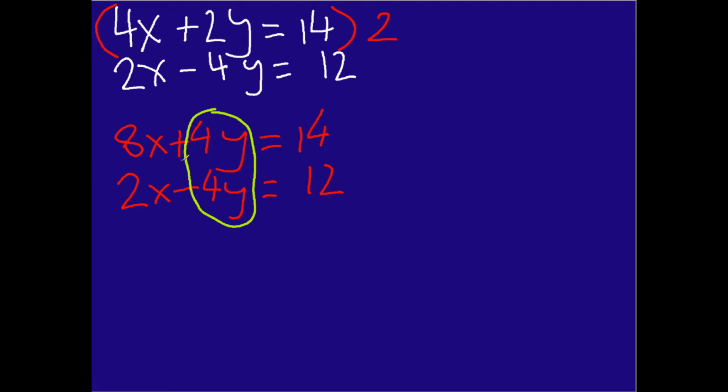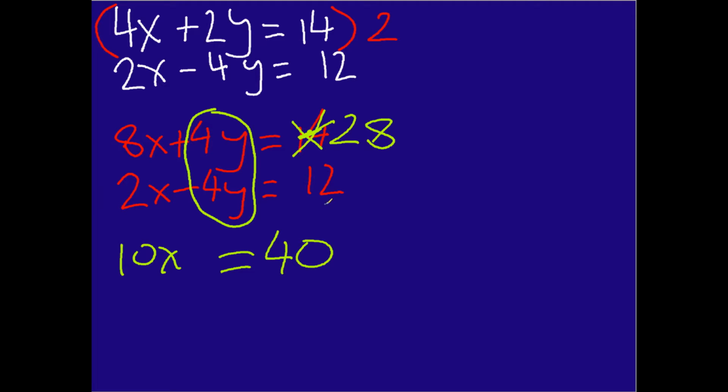But remember, I have to add all the variables together. So 8x plus 2x equals 10x. Positive 4y plus negative 4y becomes a 0, so I don't have to include that. And then, oh, I made a mistake here. This should not be 14. This should be 28. Excuse me. I made a slight mistake there. Sorry about that. It should be 14 times 2 is 28.